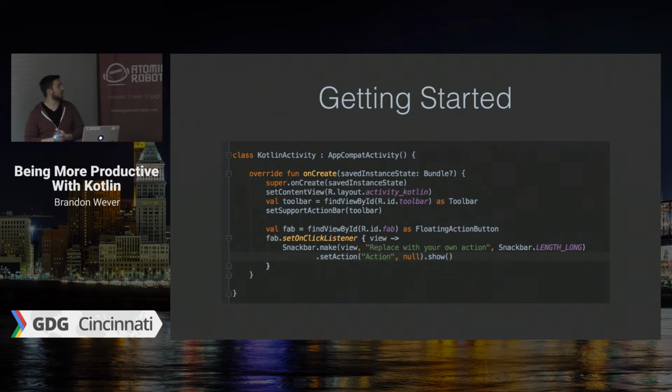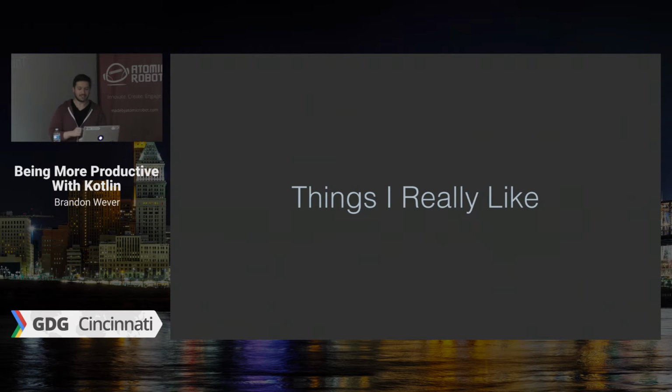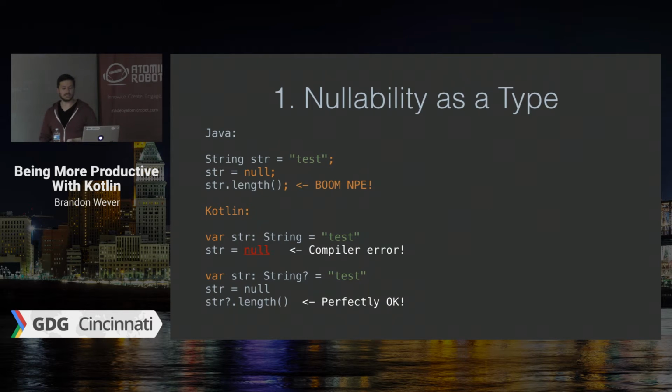Oh, the question mark after Bundle. I'm actually going to start talking about that in a second. You're good. So I just want to talk about some things that I really like in Kotlin. The first one is nullability as a type. We all know Java has null pointer exceptions, and sometimes they happen a bit too often.